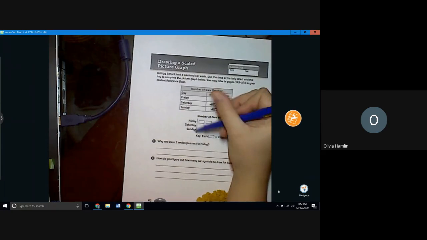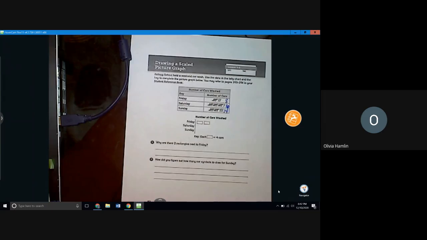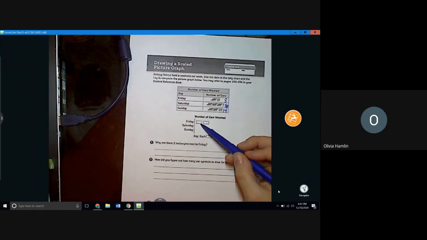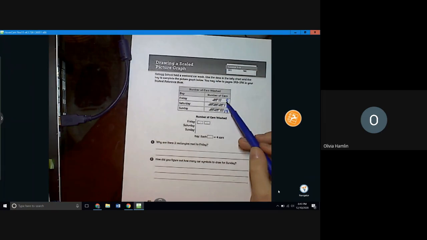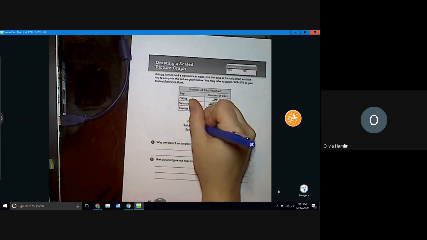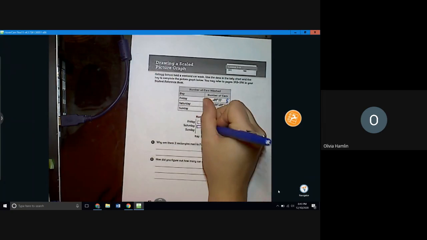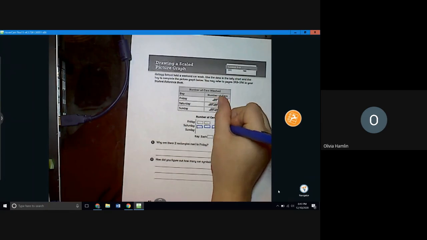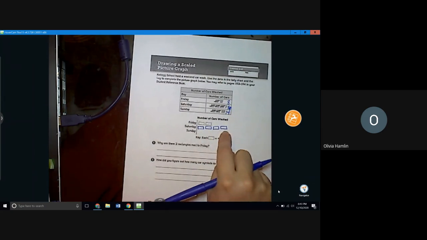Now, this is our picture graph, and this is our data. On Friday, 1 rectangle equals 4 cars. So it has 4, 8. 8 cars were washed on Friday, so that is correct. How many cars would I draw for Saturday? I want you to pause and think, write out your answer, and then check to see if you are correct. On Saturday, if we had 16 cars washed, we would have 4, 8, 12, 16. So I should have 4 rectangles drawn.